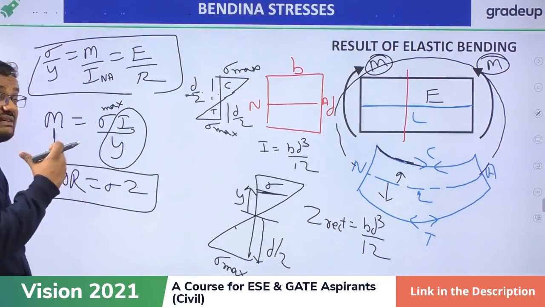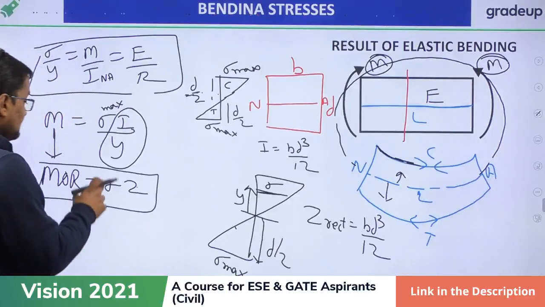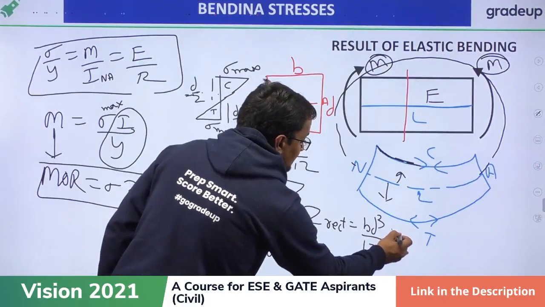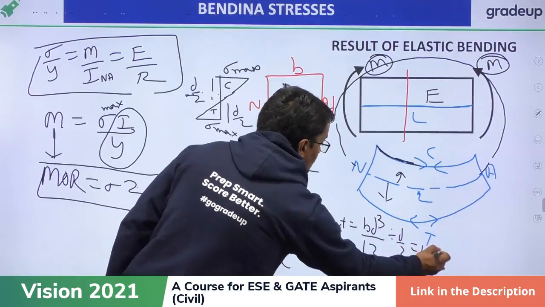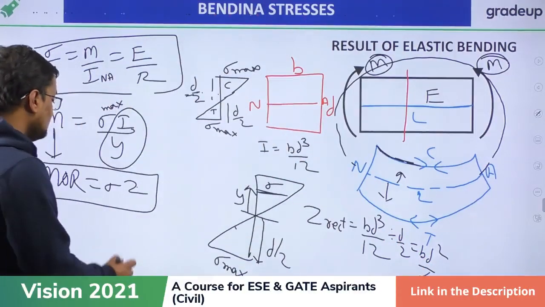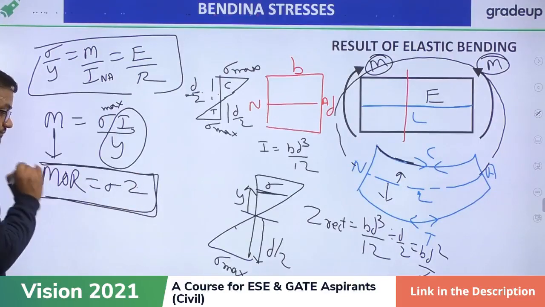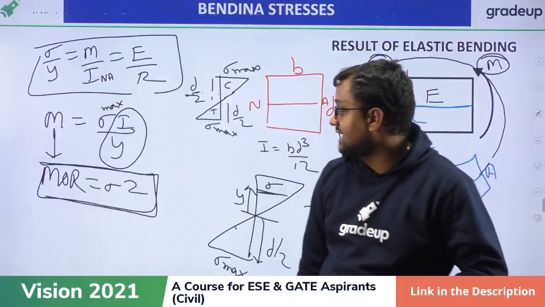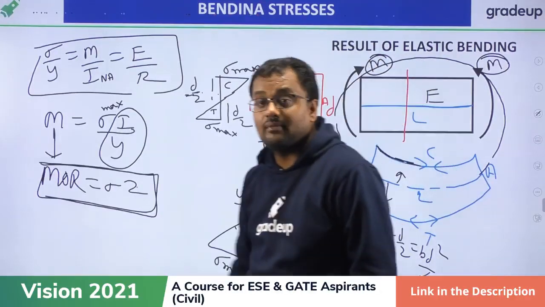Moment of resistance is the maximum moment that the beam can resist. So what is Z? Z is I by Y. Y is how much? D by 2. So BD cube by 12 divided by D by 2 is equal to BD square by 6. So for rectangular, Z is BD square by 6. This is the moment of resistance, sigma into Z, that is sigma into BD square by 6.